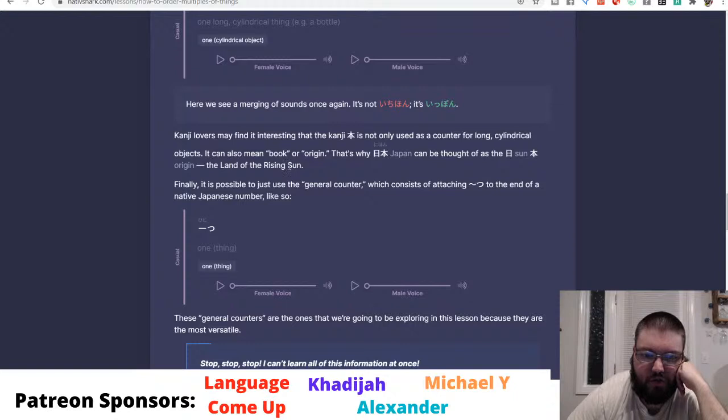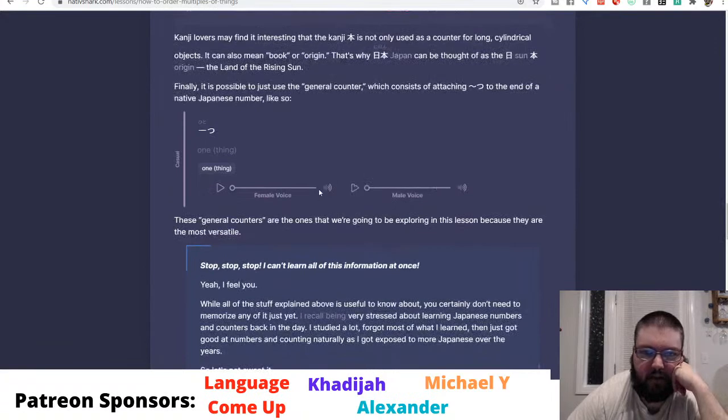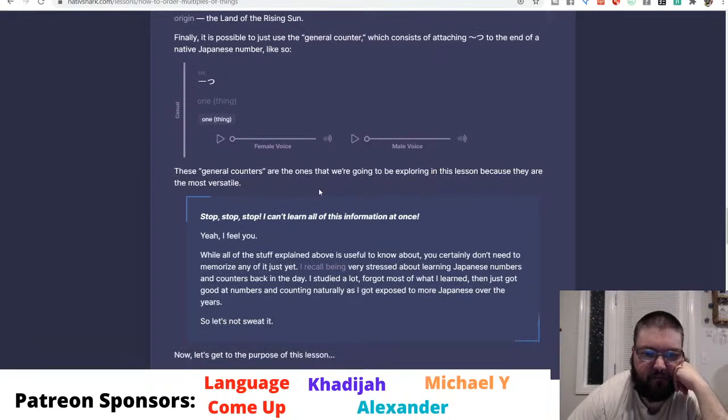Finally, it is possible to just use the general counter, which consists of attaching tsu to the end of native Japanese numbers, like hitotsu.